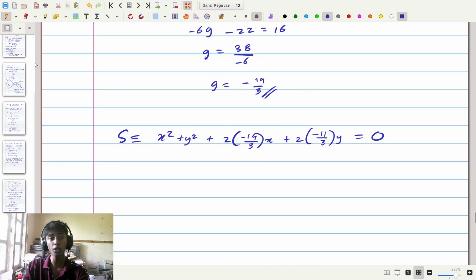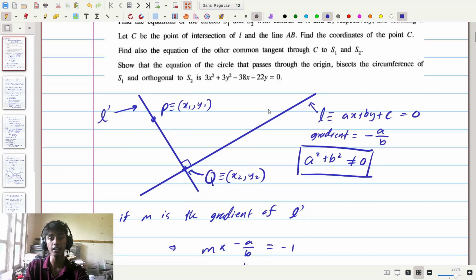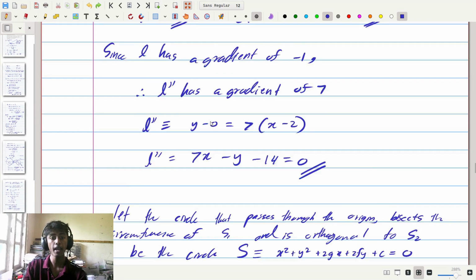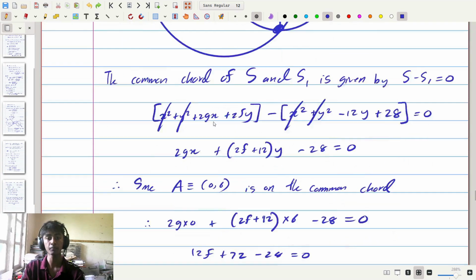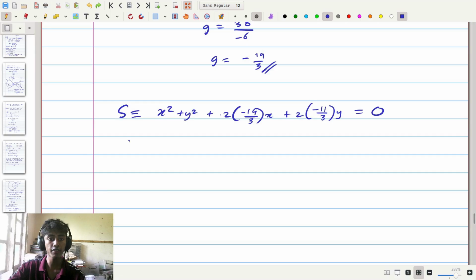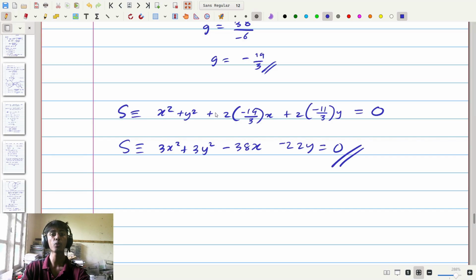Now this equation is not exactly what they had up here. Instead, they had everything multiplied by 3. So we're going to do the same and multiply everything by 3. Doing so, instead of x squared, S is given by 3x squared plus 3y squared. This 3 is going to go away, leaving us with minus 19 times 2, which is minus 38x, and then 2 times minus 11, which is minus 22y, equals 0. And with that, we are done with this question.